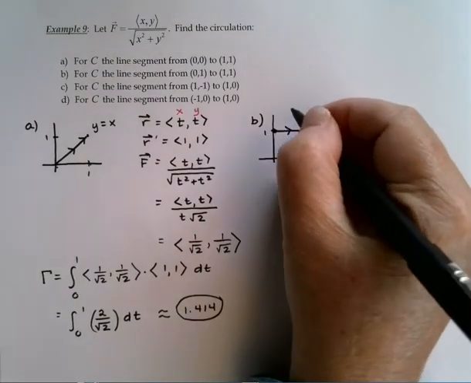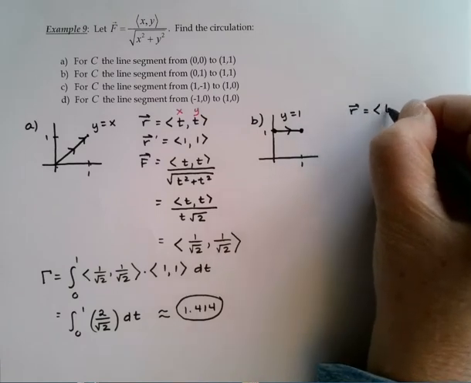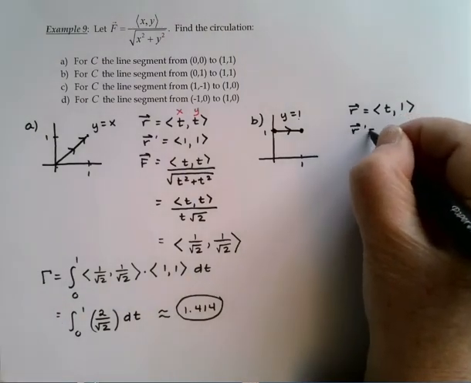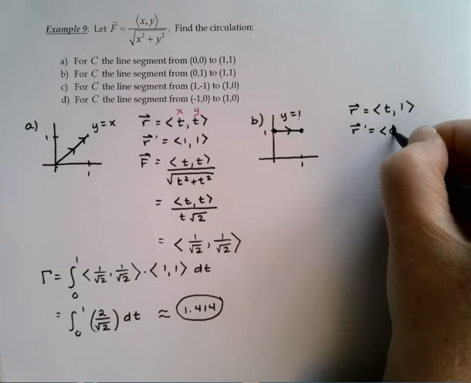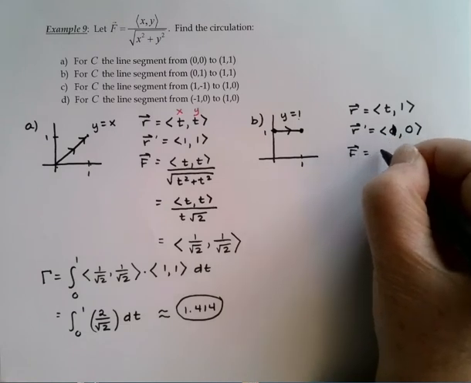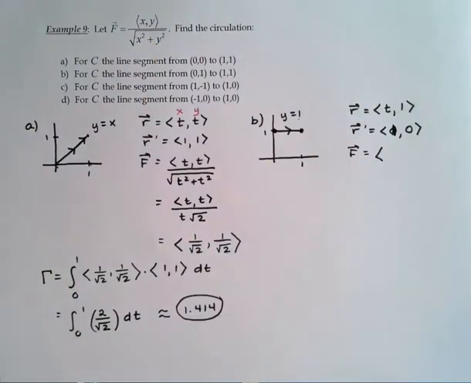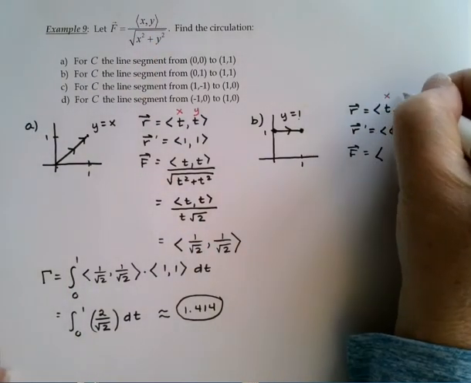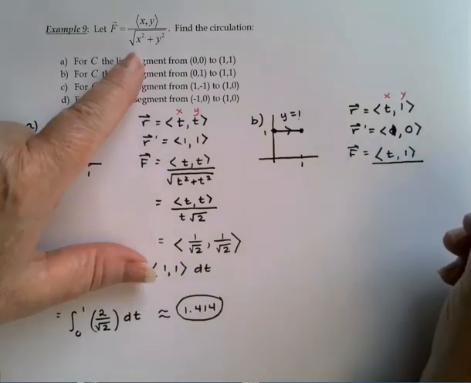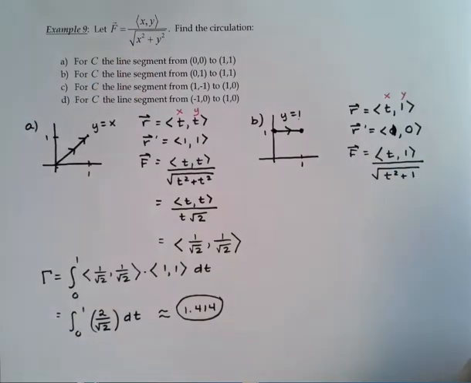So that's just going to be the horizontal line y equals 1, meaning if x is t, y is always 1. And r prime is going to be 1, 0, not 0, 1. Derivatives there. So for f, again I have xy on top. So that's t, 1. And the denominator is the square root of x squared plus y squared, which would be t squared plus 1.